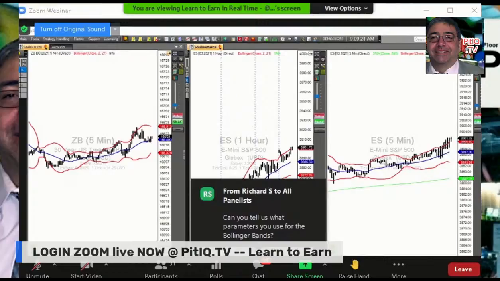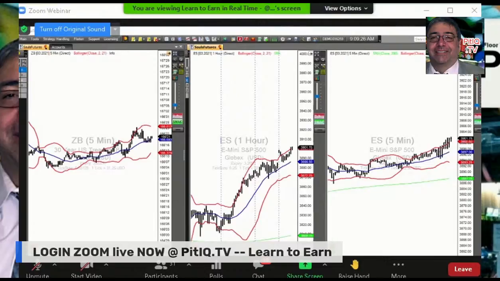Our Bollinger Bands are based on 21 and 22 parameters. We like to double them up just so I can see the lines. It brightens up my charts a little bit.